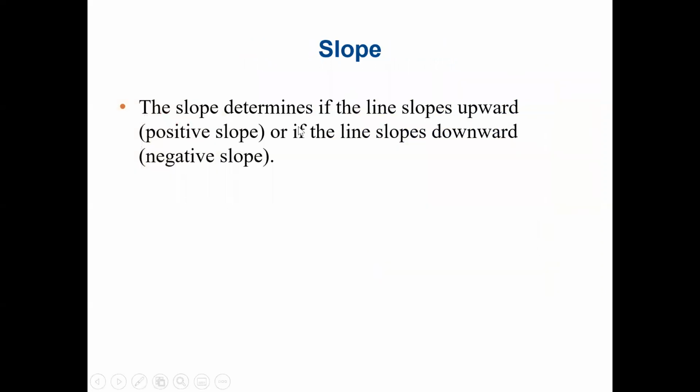Now, what is a slope? A slope normally would determine if the line slopes upward, that's a positive slope, or if the line slopes downward, negative slope. And also the steepness of the line. So when the slope value is very big, the steepness is very high also.